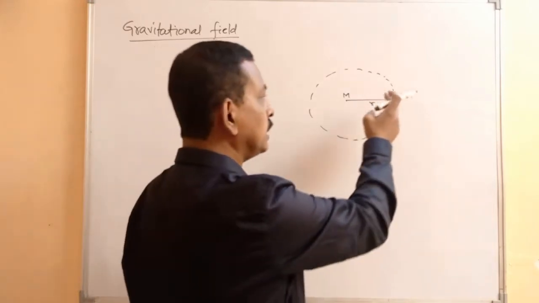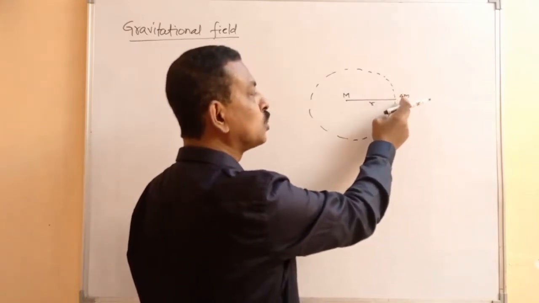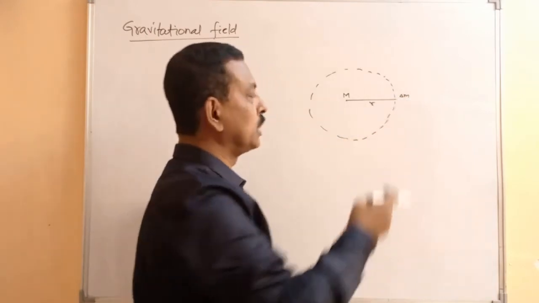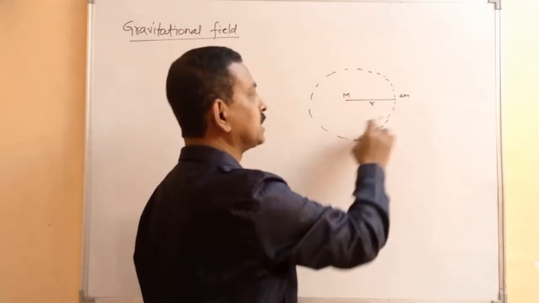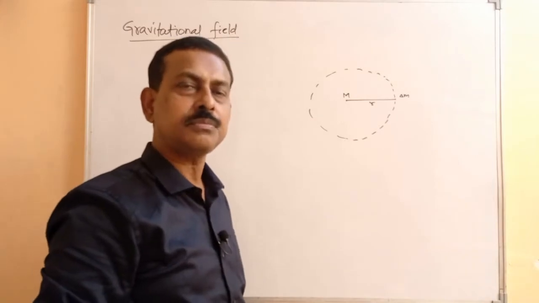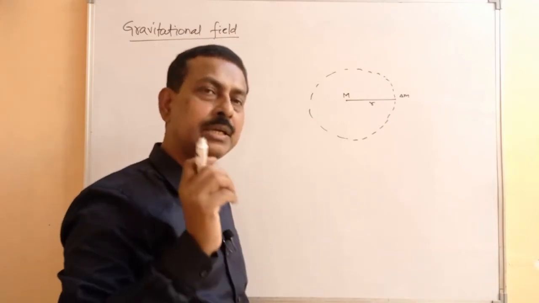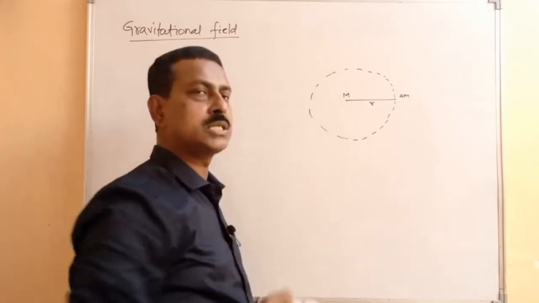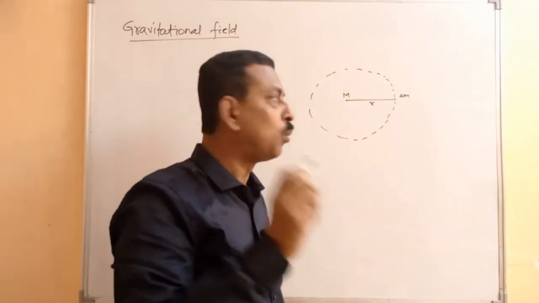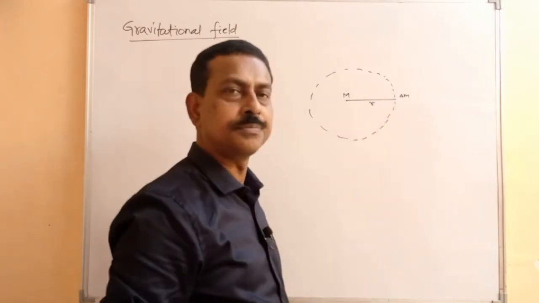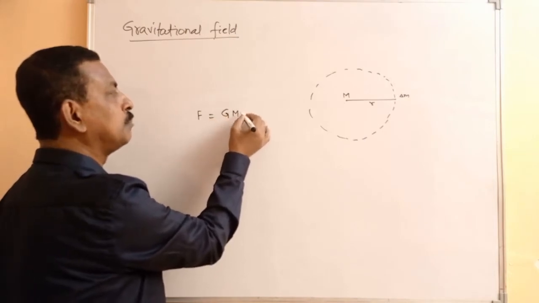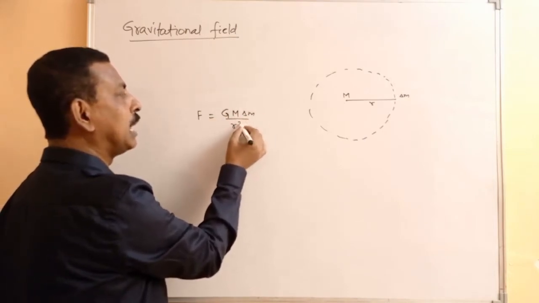Because if the test mass is experiencing force up to the distance r, that means this is the boundary there. So if the test mass is within this, in that case it will experience force. If it is outside, it will not experience any force. So that will be the gravitational field of this particular mass. But now if you consider what is this particular distance r? So the expression for the force will be GM delta m by r square.